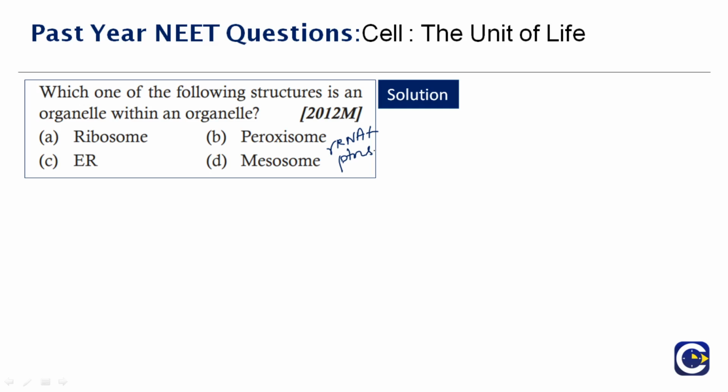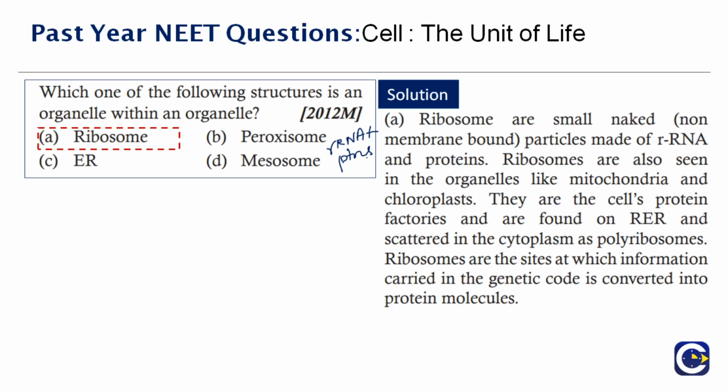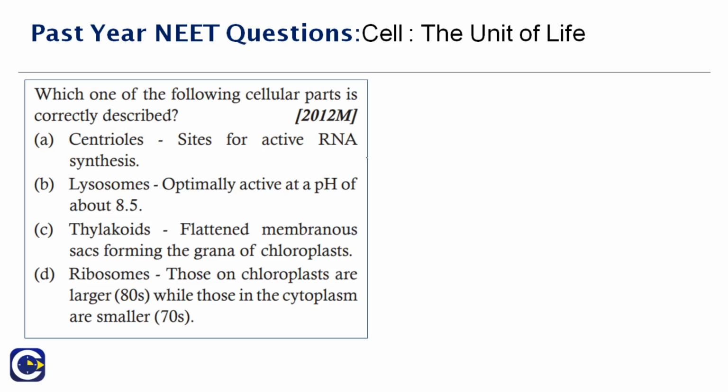Therefore, since the ribosome does not have any membrane around it, it is found within organelles, scattered, or it might be present on the surface of the rough endoplasmic reticulum. Therefore the correct answer to this question is option A, ribosome. In the solution part they have explained the same thing that I said now. Right, now let's move to the next question here.